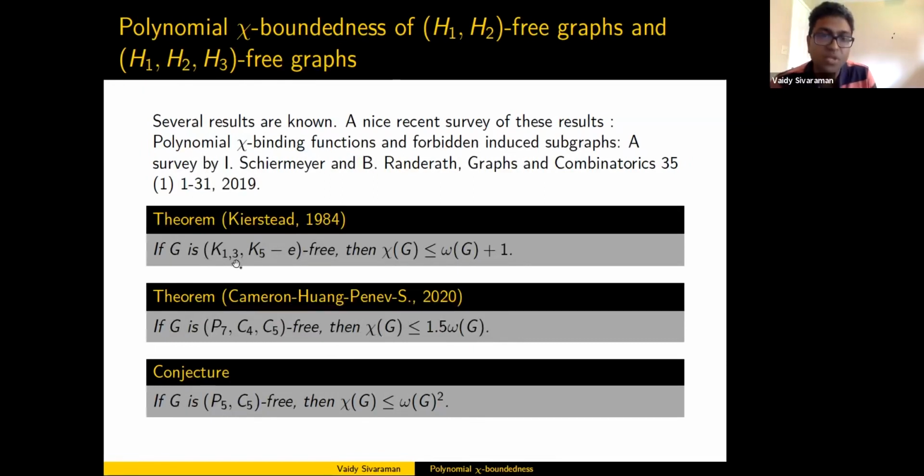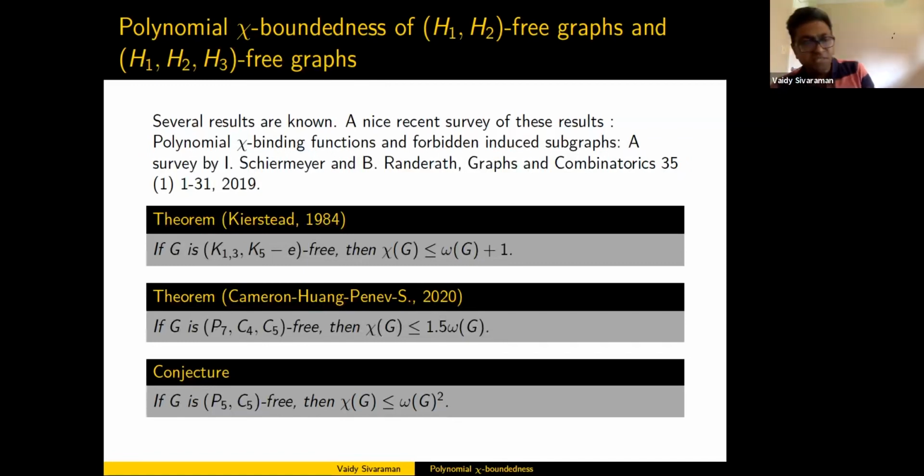So Kierstead proved that if you exclude the claw and K5 minus an edge, then the chromatic number is at most the clique number plus 1. This is a generalization of the Vizing theorem that we saw, because in Beineke's characterization, you have to exclude 9 things in order to be a line graph, and these are 2 of the 9 things. Okay, this is a generalization of that theorem. And with Katie Cameron, Shenwei Huang, and Irena Penev, we proved that if you exclude certain combinations of paths and cycles, you get this chi-bounding function.